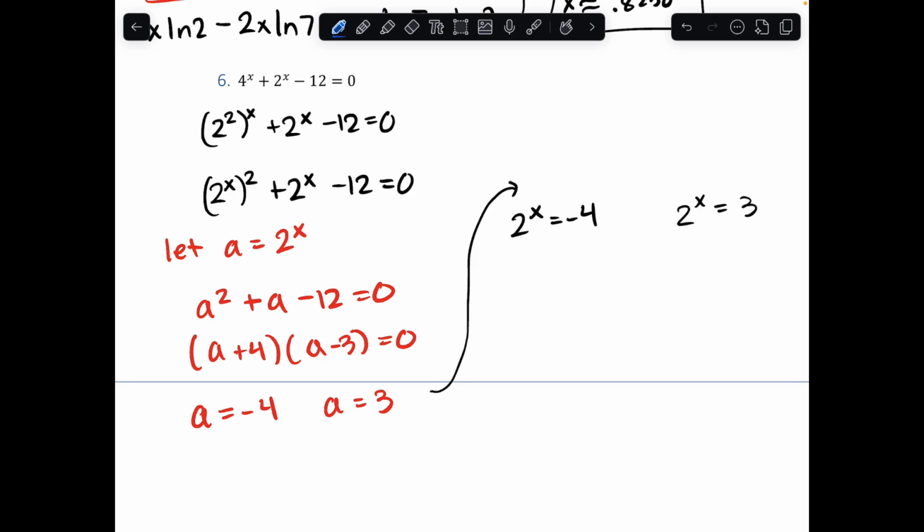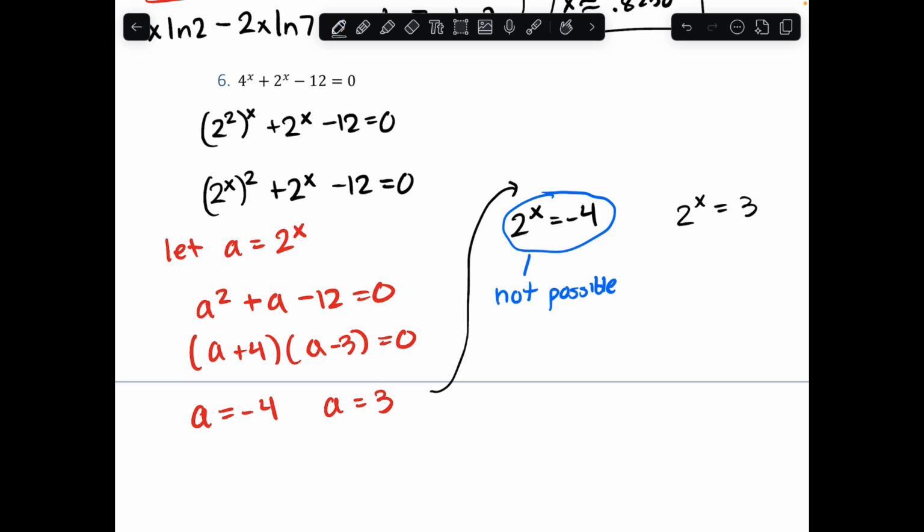Now we can go ahead and look at this left one, 2 to the x is equal to negative 4. Does it make sense that a positive number to a power is going to be equal to a negative number? And the answer is no. I can't actually have that ever happen. And so this is actually not possible. So there is no such x value to make that equation true.